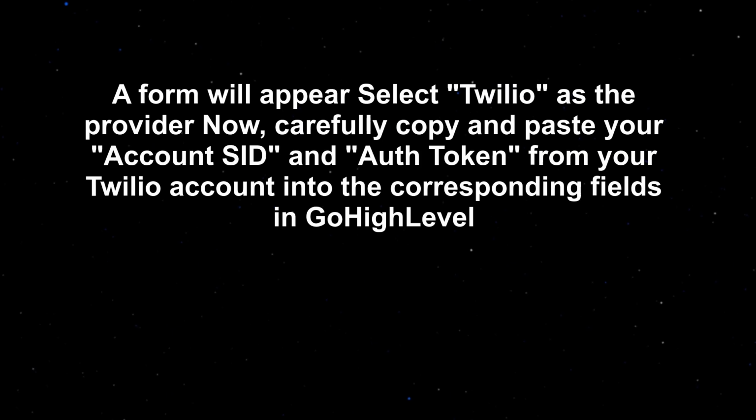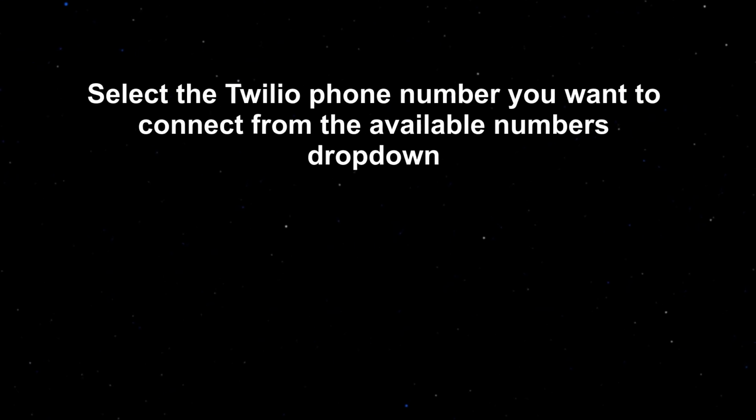Go back to your GoHighLevel phone numbers page. Click on the Add Phone Number button. A form will appear. Select Twilio as the provider. Now, carefully copy and paste your account SID and auth token from your Twilio account into the corresponding fields in GoHighLevel. Select the Twilio phone number you want to connect from the Available Numbers drop-down.